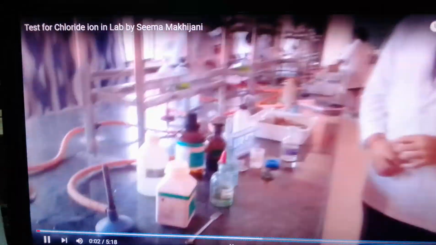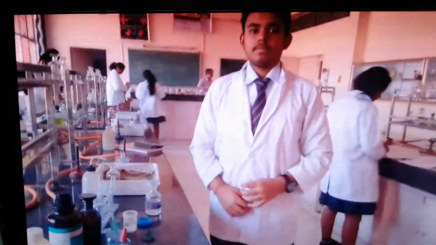Morning students. In today's class, we'll be doing a practical on chloride ion testing, and this is being done by one of my students, Akshat Sharma. Hi Akshat. Hello. Okay, we begin with the salt.